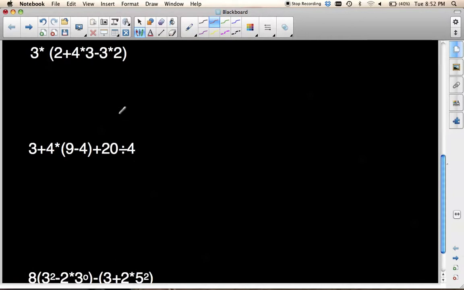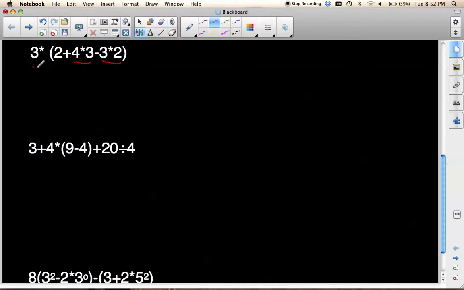Okay, so our first problem we got 3 times (2 plus 4 times 3 minus 3 times 2). Okay, and we have this thing in a bracket. So if we're going with our PEMDAS, with our L trio, we got to go brackets first. So we're starting with our brackets and then left to right in order. We have no exponents, so the next thing in PEMDAS would be our multiplication. So we want to make sure we do both our multiplications.